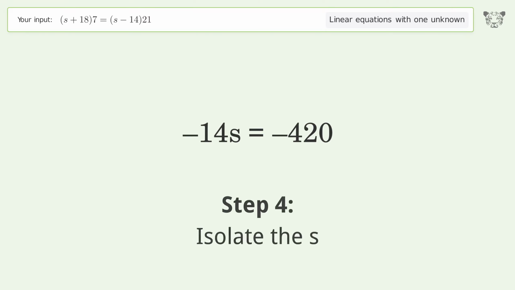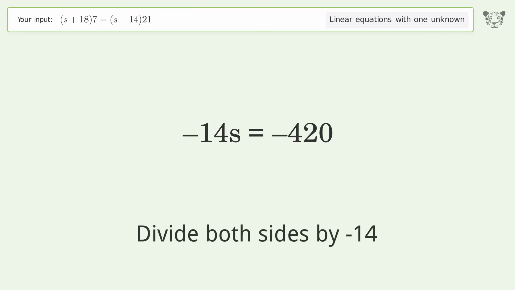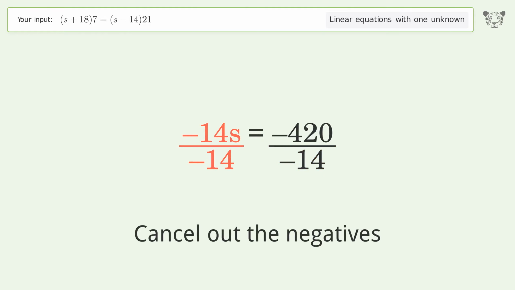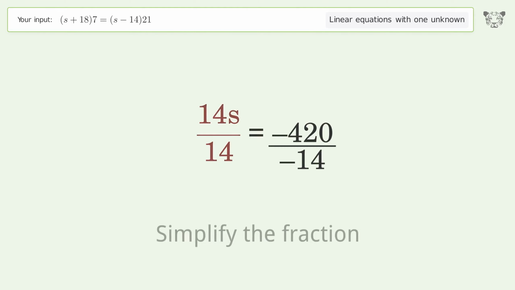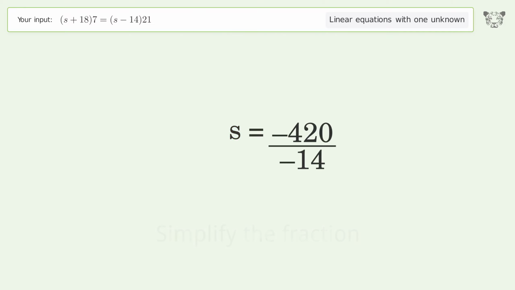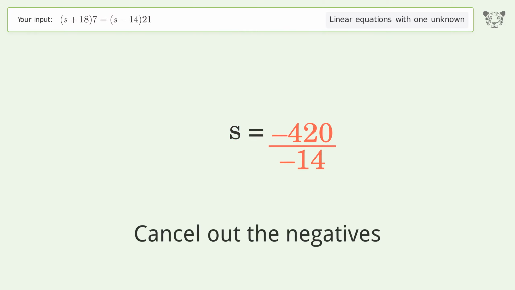Isolate the s. Divide both sides by -14. Cancel out the negatives. Simplify the fraction. Cancel out the negatives.